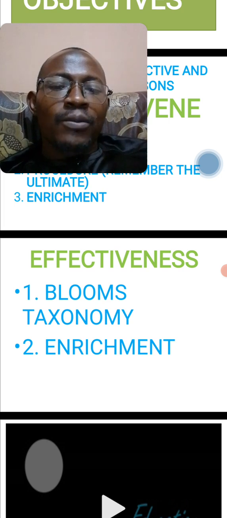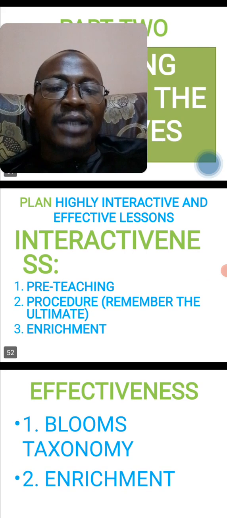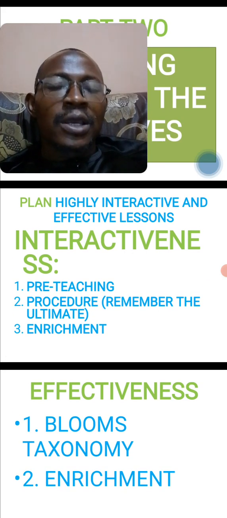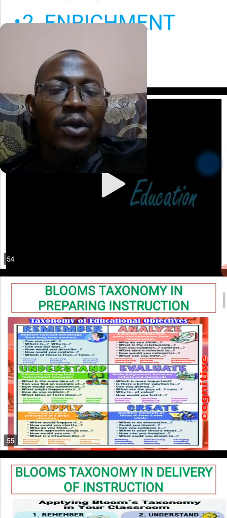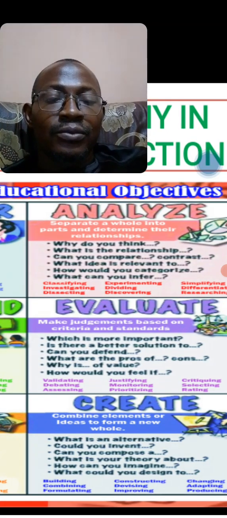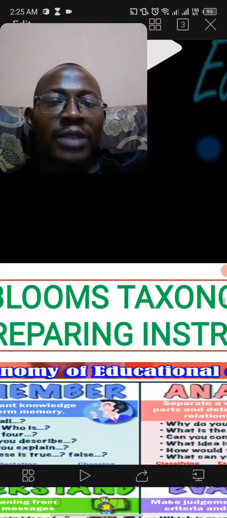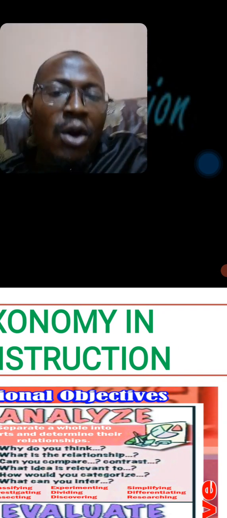So Bloom's taxonomy and enrichment, you can also see enrichment as a way of achieving interactiveness. Enrichment is also a way of achieving effectiveness. All right, so this is Bloom's taxonomy. You can see that here. Bloom's taxonomy in preparing instruction. Okay, good.